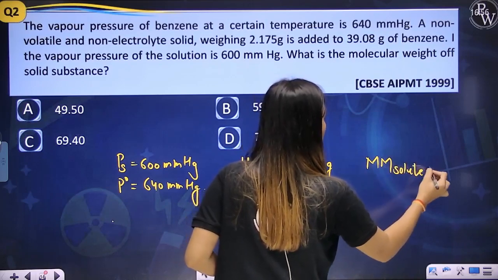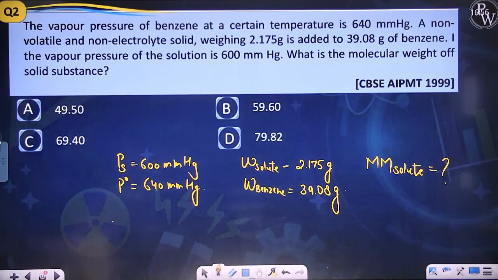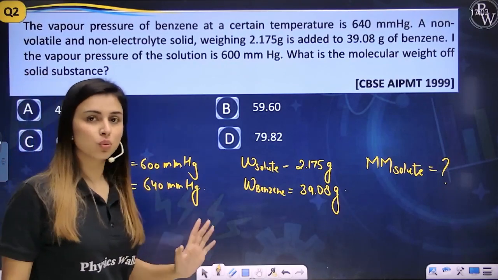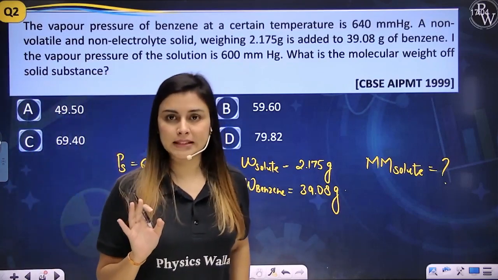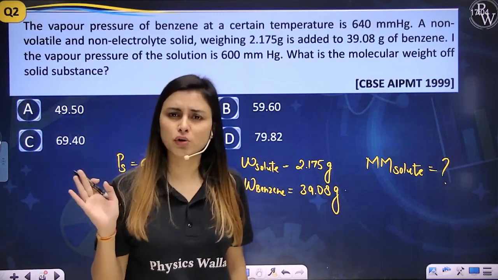So this is the question, and you have to solve it. Try this question, my dear students. I hope you can do this question yourself, and then we'll move forward. Okay, so if you have tried this question, you would have understood that everything is given here. You only needed the molar mass of benzene and the correct expression, and you could have calculated it very easily.